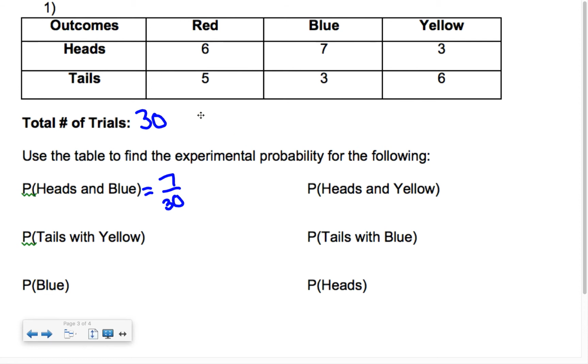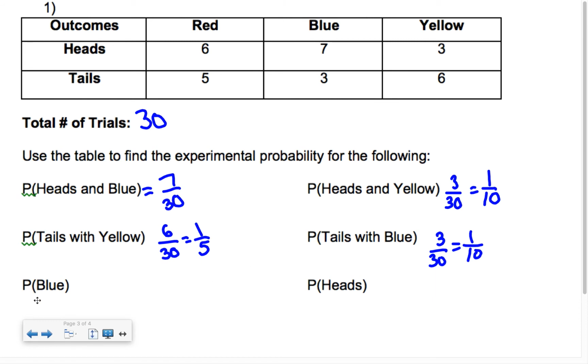If we're looking for heads and yellow, here's heads, go over to yellow. It happened 3 out of 30 times. And 3 out of 30 simplifies to 1/10. So that's the probability there. Now we have tails with yellow. Tails, go over to yellow. It happened 6 times out of the 30 trials. We could simplify this one as well. It becomes 1/5. Now we have tails with blue. Tails, go over to blue. 3 out of 30, which, just like before, simplifies to 1/10. Okay, so those were the compound events we're looking at.